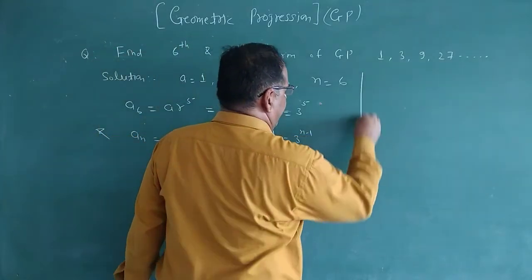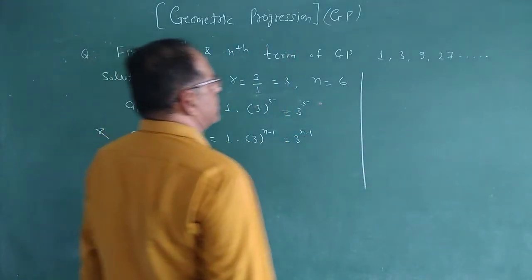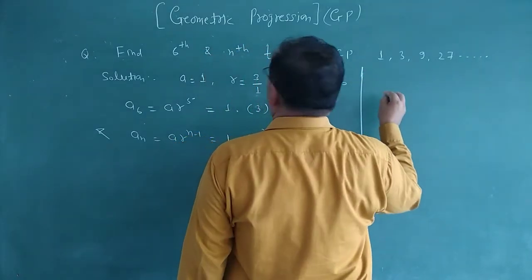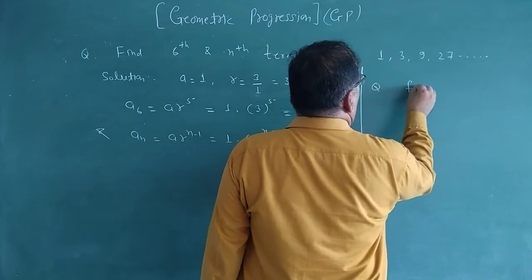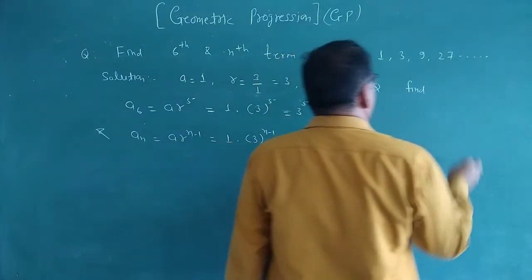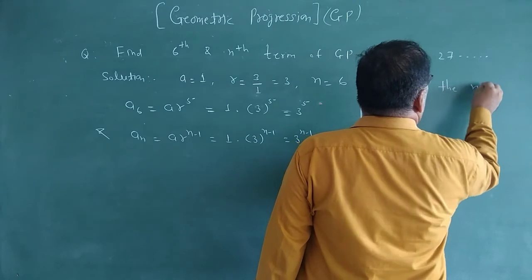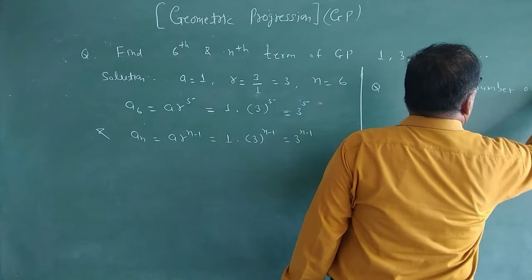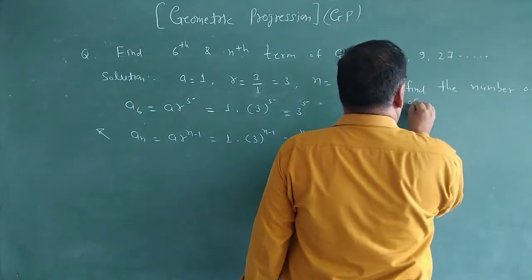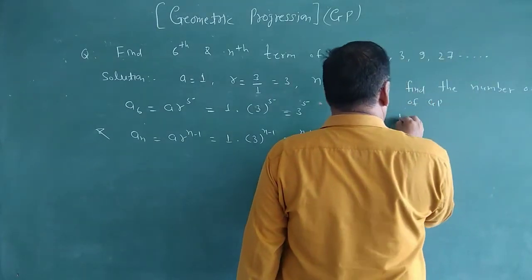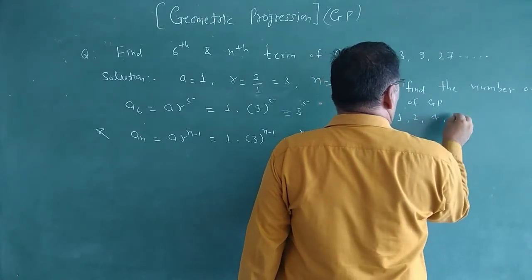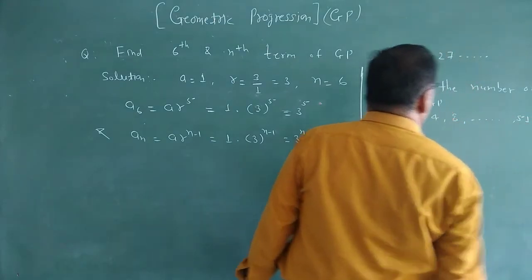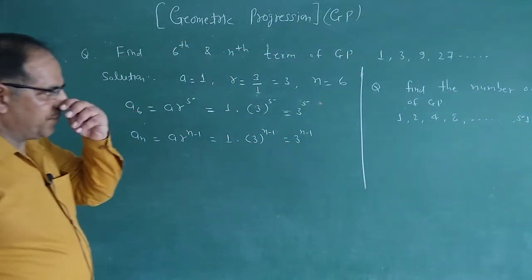Now I am taking another question. Find the number of terms of the GP 1, 2, 4, 8, ..., 512. Find the number of terms of the GP.